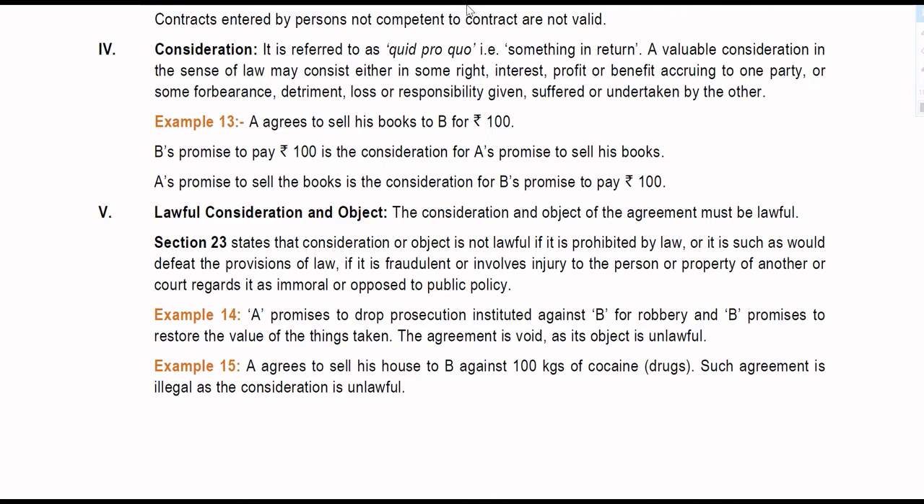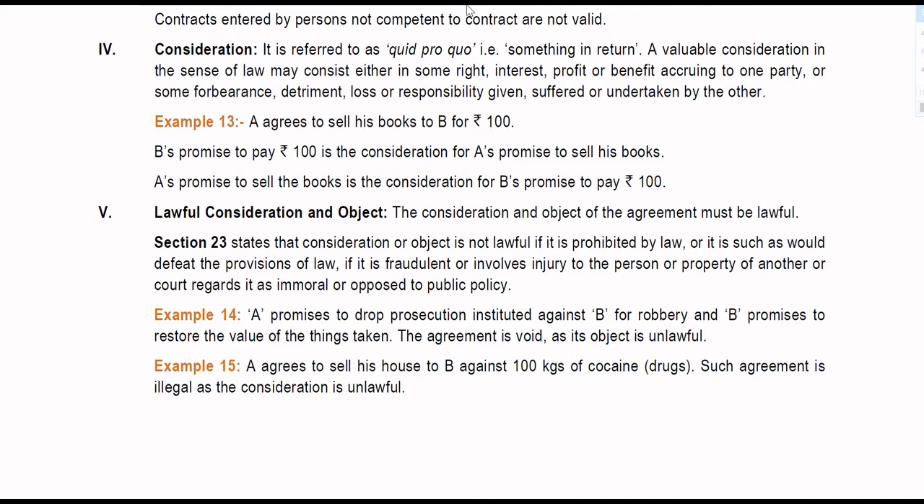Lawful consideration means that there should not be any illegality, there should not be anything which does not go to the benefit of the people and is not dangerous to the person. Example 14. A promised to drop prosecution instituted against B for robbery and B promises to restore the value of the thing taken. The agreement is void as the object is unlawful.